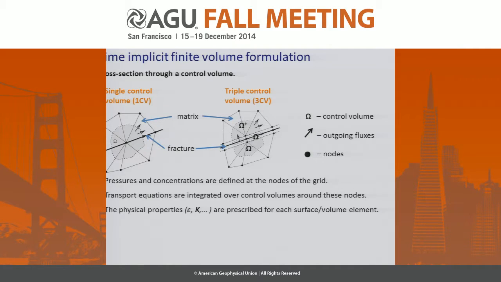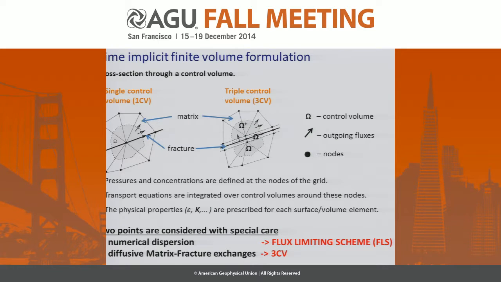Here, what we use is a triple control volume at the fractures. So we have a value of a concentration at the fractures and in the surrounding porous matrix. So the pressure and concentration I define are the nodes at the nodes of the grid. And the transport equations are integrated over control volumes around these nodes. And the physical properties are prescribed for each surface and volume element.